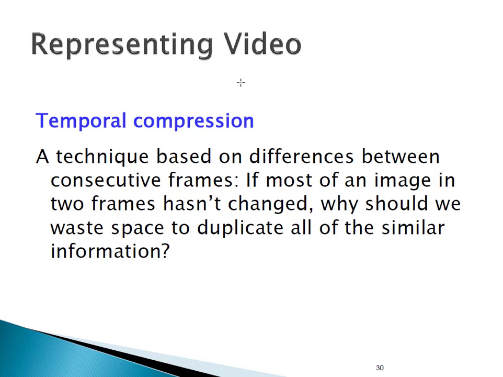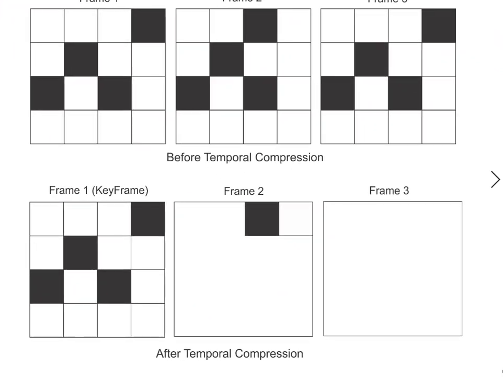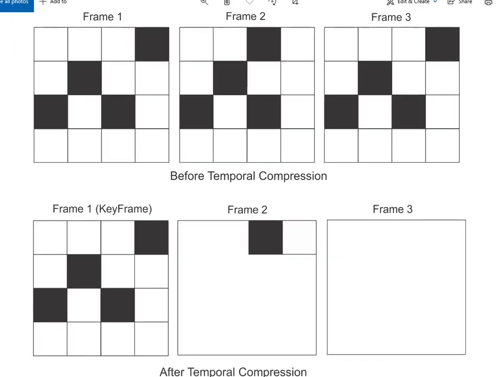Temporal compression is a technique based on differences between consecutive frames. And the rationale is, if most of the image in 2 frames hasn't changed, why should we waste space to duplicate all of the similar information? All right, so to help you visualize what's going on here, I invite you to look at this picture of temporal compression.